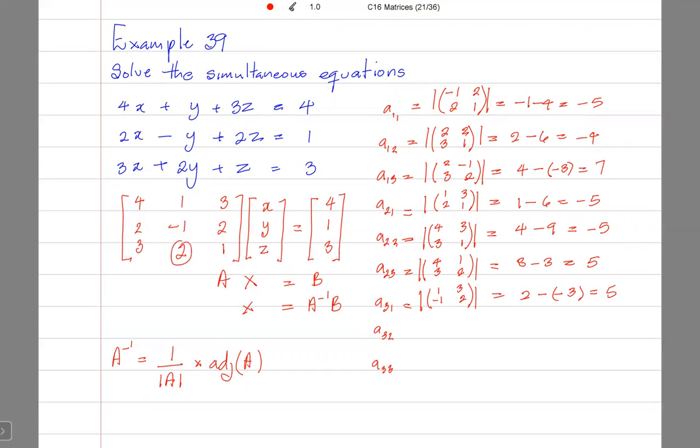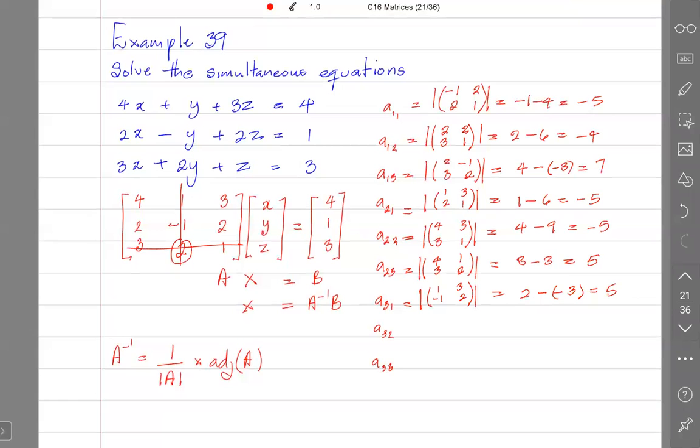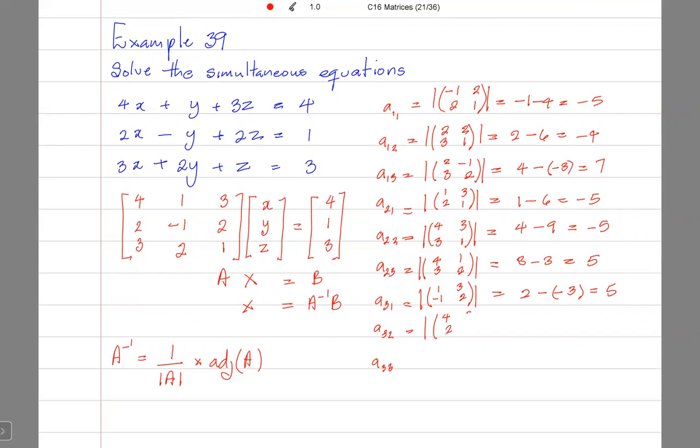Cofactor element for that 2, block out this, block out that, and we're left with the determinant of 4, 2, 3, 2. So this determinant of 4, 2, 3, 2, 8 minus 6, this is 2.